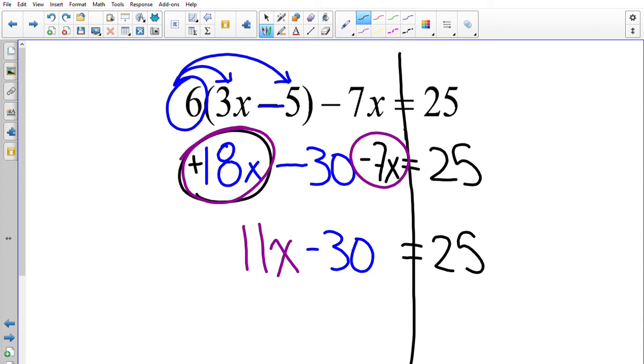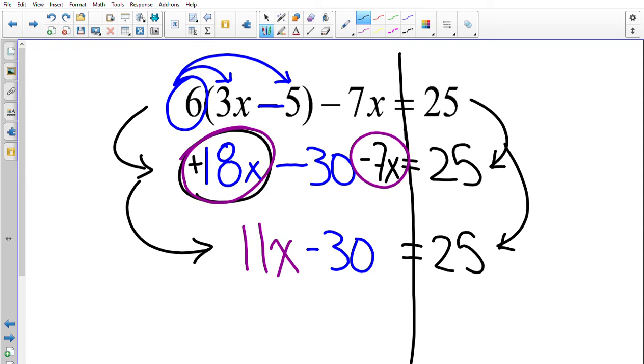So notice, we have only simplified. It took a couple steps to simplify, but that's the only thing that we have done each time. Also, the 25 needs to be brought down every single time. Do not forget to bring down the 25.